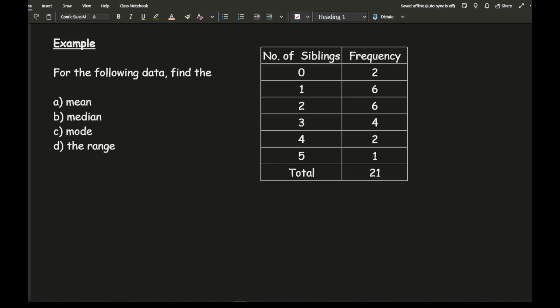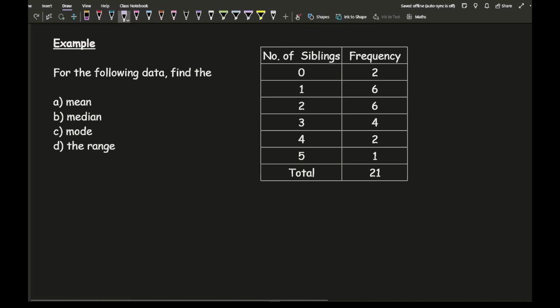So in this question we've been asked to do the same thing. So A, find the mean, then find the median, then find the mode, then find the range of this data that looks at the number of siblings 21 people have got. Now again, the first thing you want to do is just double check that you have got the total frequency. If not, you will need to work that out. So here I know that the total frequency is 21.